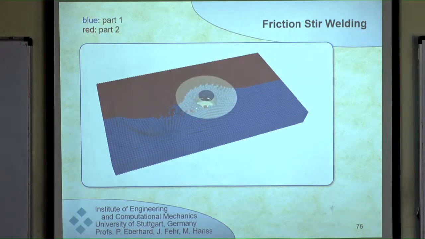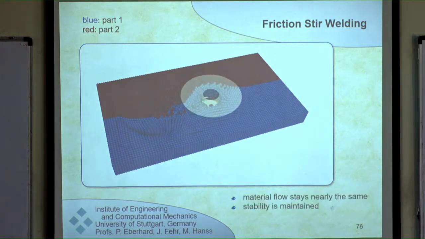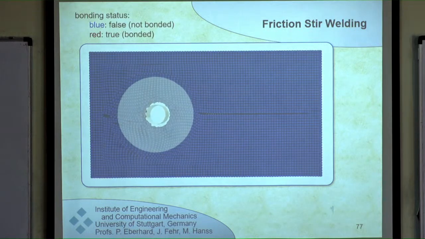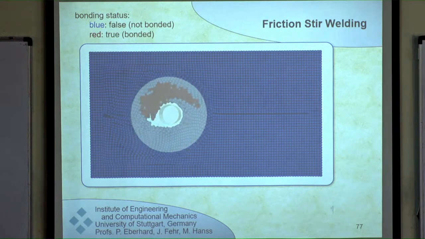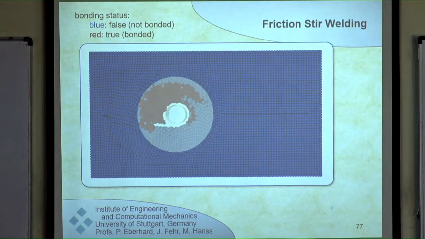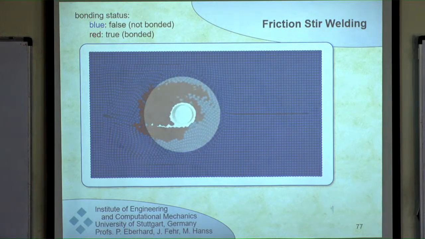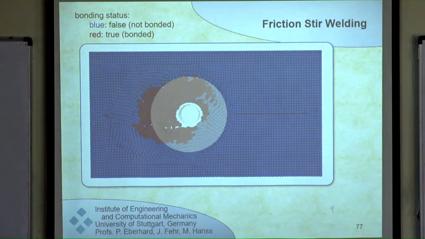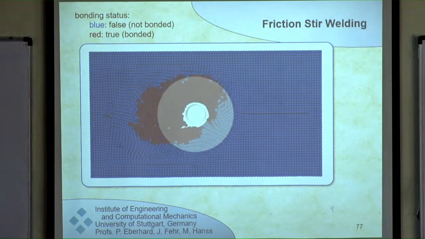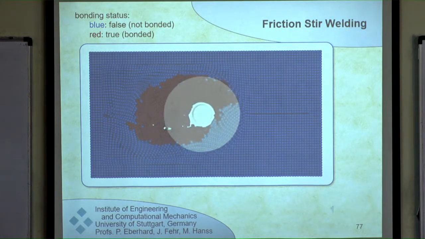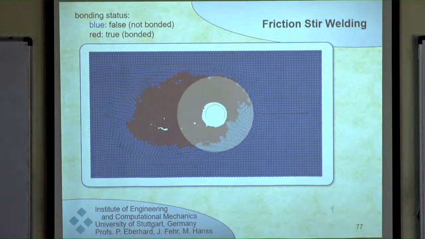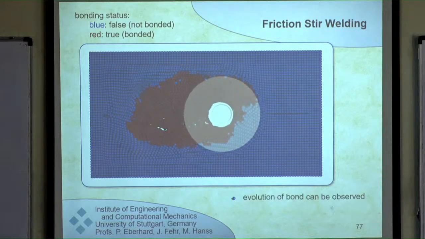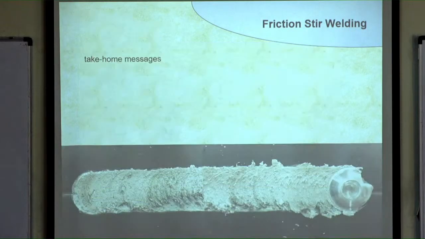And when we investigate more closely where the bonding happens, we can see it here. Blue means this material is not bonded. Red means bonding occurs. Here you can see the zones where the material is changing and where the surfaces and the material structures are really connected. This is very nice because now we have the real physical effect. So you can do a lot with simulation, as I wanted to show you. And now I want to come to the end.